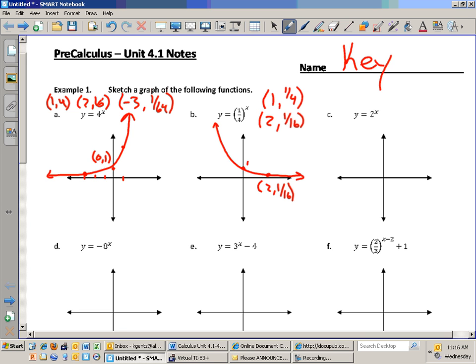Which graph is that going to look like, A or B? It'll look like A. So I'm just going to draw that shape. What would you like to plug in for x? 2. Great. So 2, 4 is a point on that graph. That's all I'm doing.